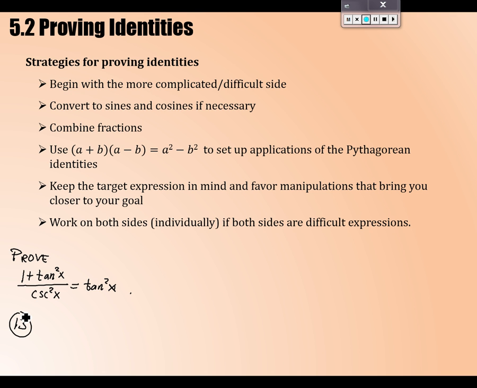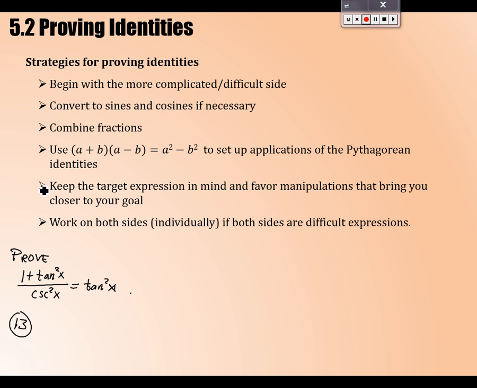This one's not been super obvious to us yet, maybe: using the difference of squares, this little identity that we know because of algebra, to set up different instances of the Pythagorean identities that we saw yesterday, those 3 identities. You'll see why that's useful before the lesson is up today.